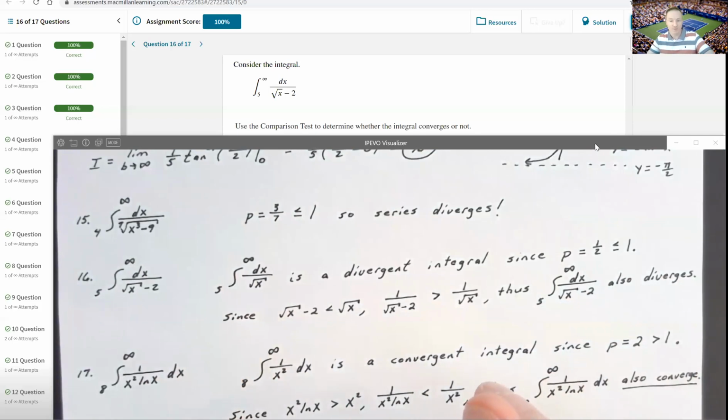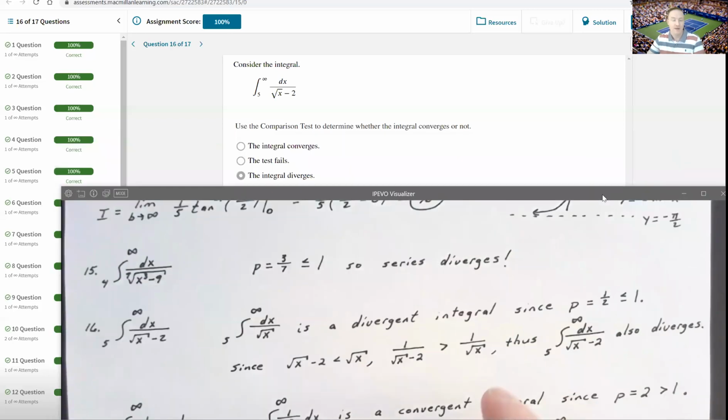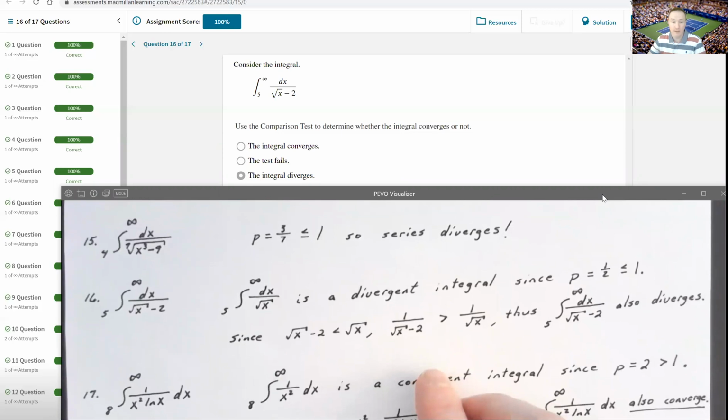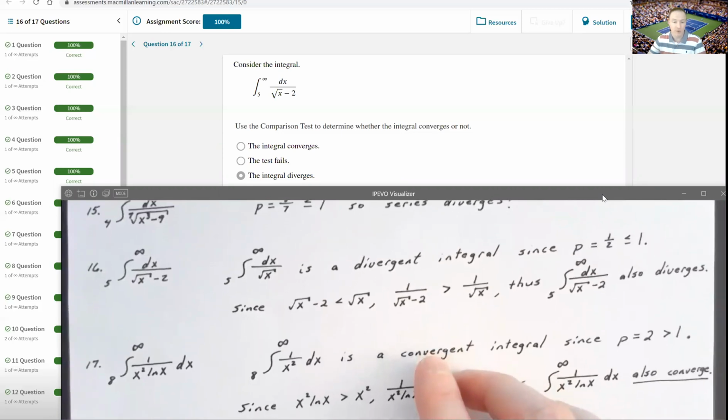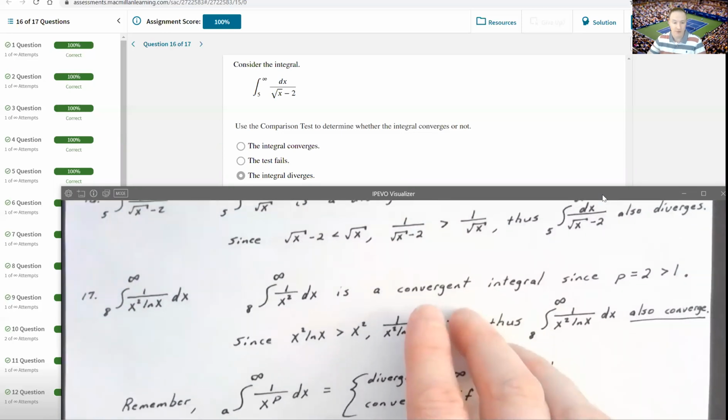So gorgeous problem there. We say for 16, it clearly diverges because it's going to go off to infinity even more quickly than the function 1 over the square root of x, which diverges.